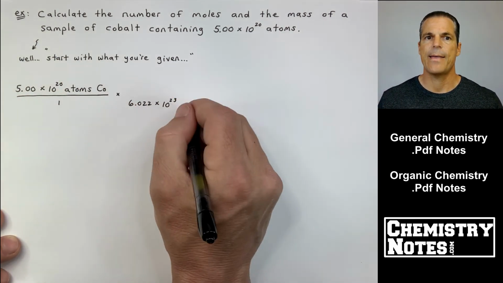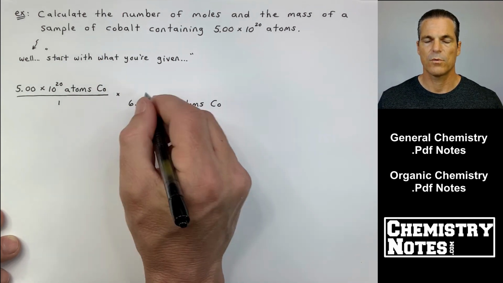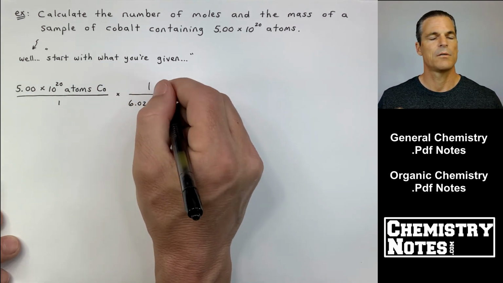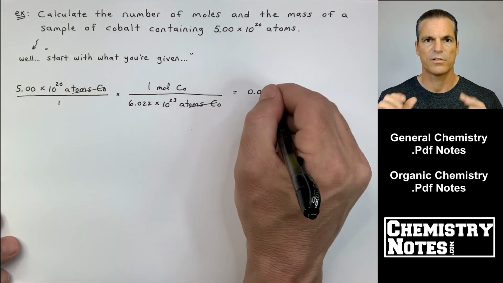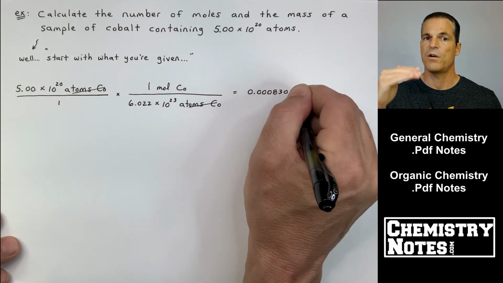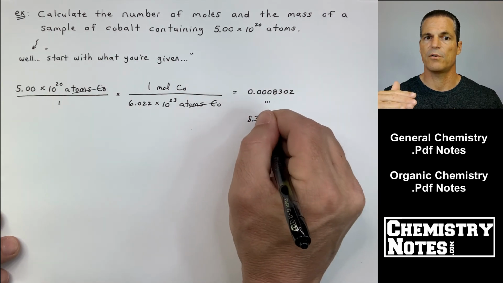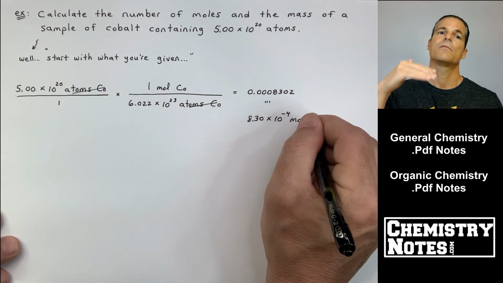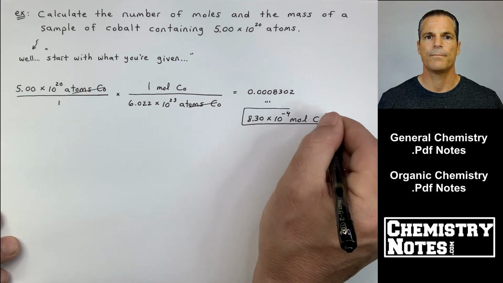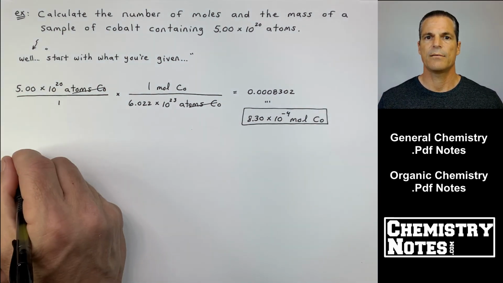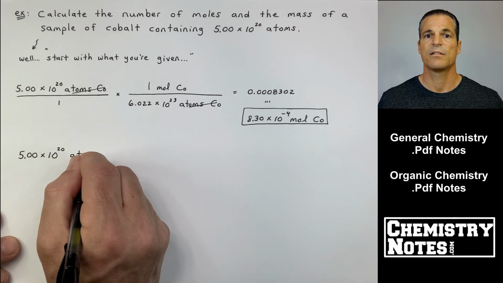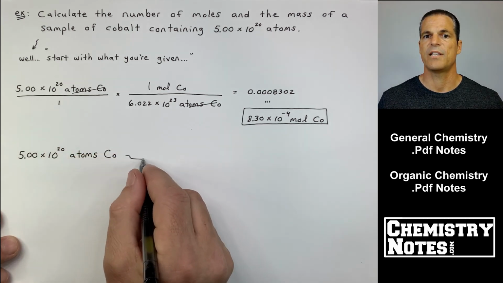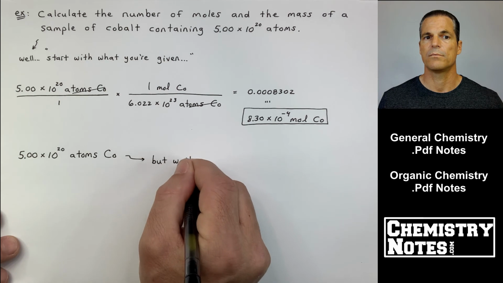Got to get out of atoms and into moles. Why did I say moles instead of grams? Moles is the place to go. Moles is the epicenter. It's the hub. Always go to moles if you can. For every 6.022 times 10 to the 23rd atoms of cobalt in the denominator, that's equal to 1 mole of cobalt. So I divide, and you should practice that to make sure you can do your division correctly on this. And I get 8.30 times 10 to the minus 4th moles of cobalt.